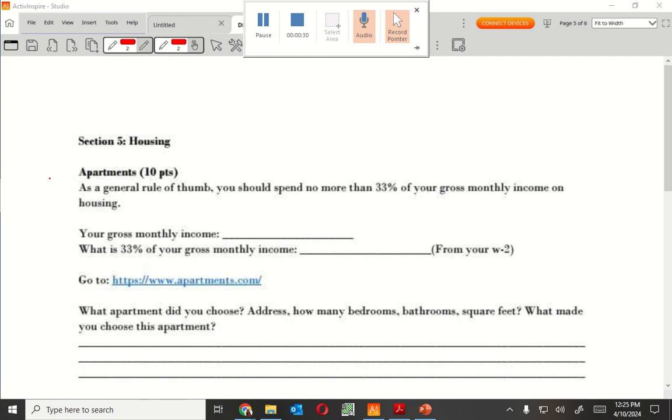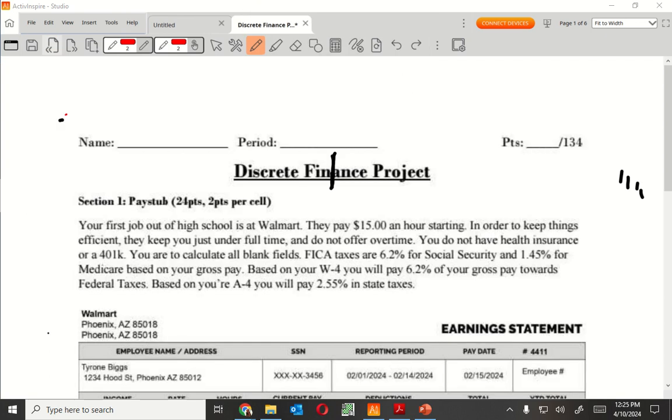Okay, so I'm going to start right here on section 5, the housing part of this. For your information, I'm going to go back to the beginning so you can see which project I'm doing. This was the project that we had. I took the Walmart project, and I'm going through and doing all of this here.